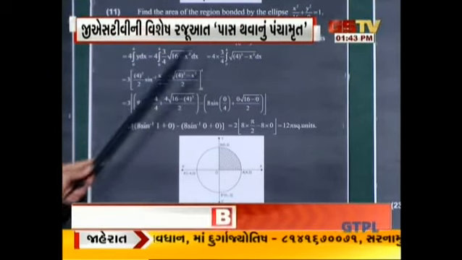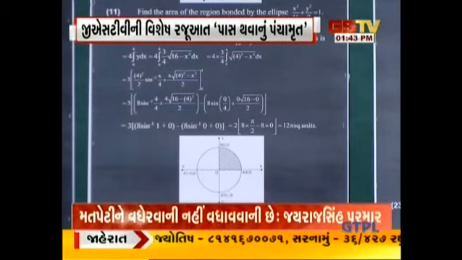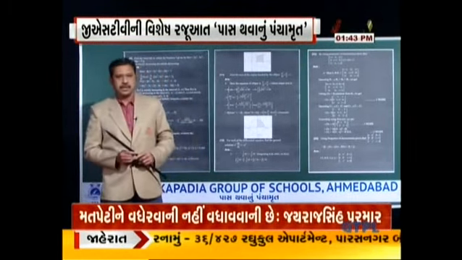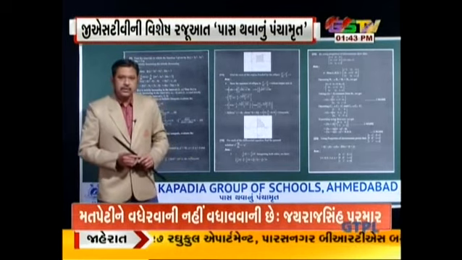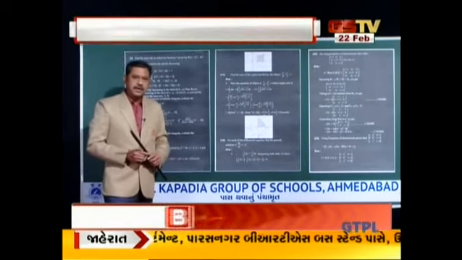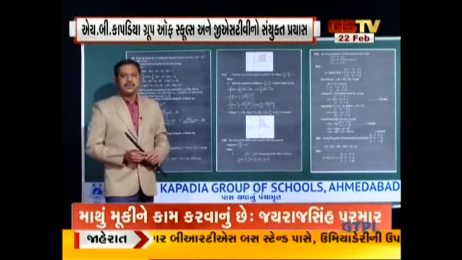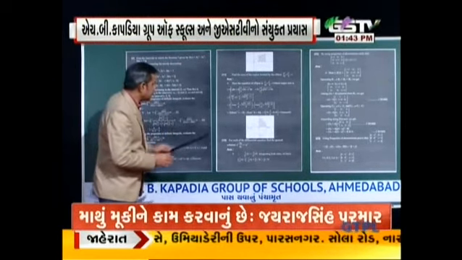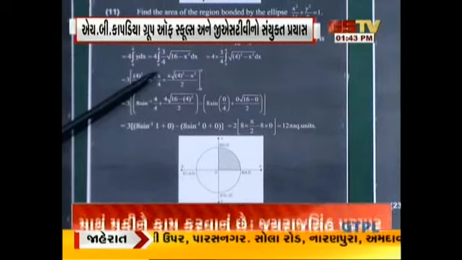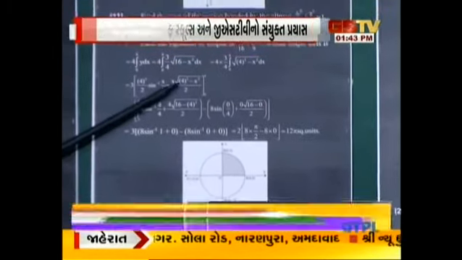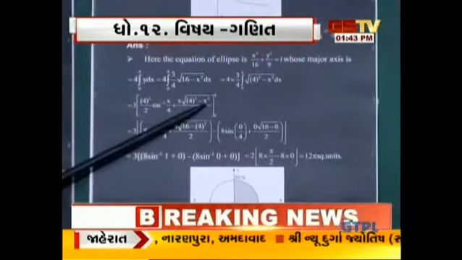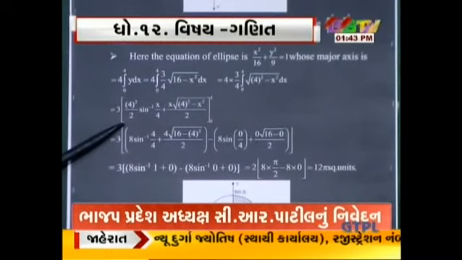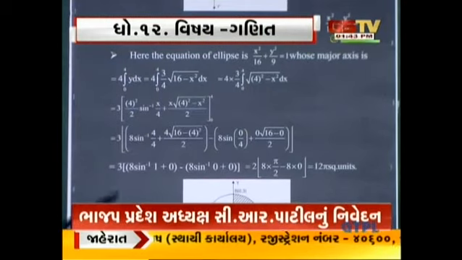Now we apply here the integration formula. Integration of root a square minus x square is x by 2 root a square minus x square plus a square by 2 sine inverse x by a. By applying this result, student, we get x by 2 into root 4 square minus x square plus 4 square, meaning a square by 2 sine inverse x by a.